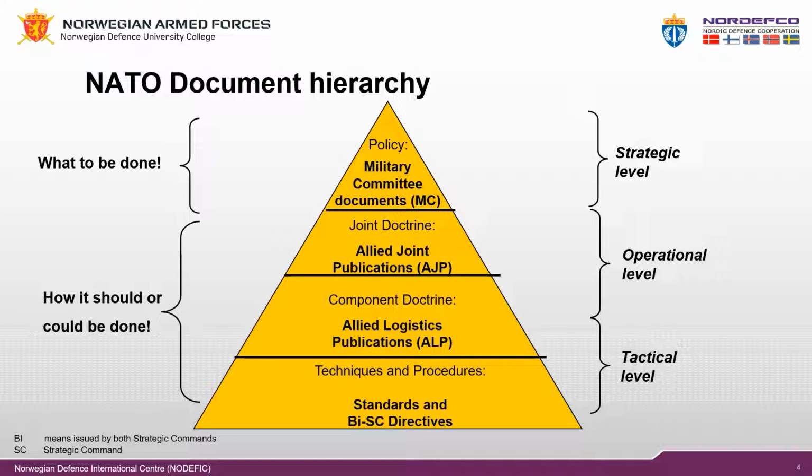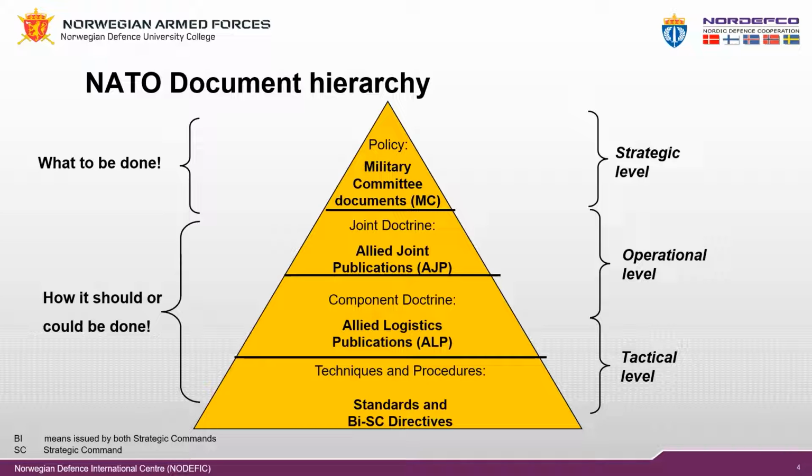On the top, you will find the multinational policy documents developed at the highest NATO level, which means that they are on a strategic level, produced by the Military Committee. They describe what is to be done. On the middle level, you will find the doctrine documents, Allied Joint Publications. They provide fundamental logistic doctrines under which more detailed logistic techniques and procedures are established.